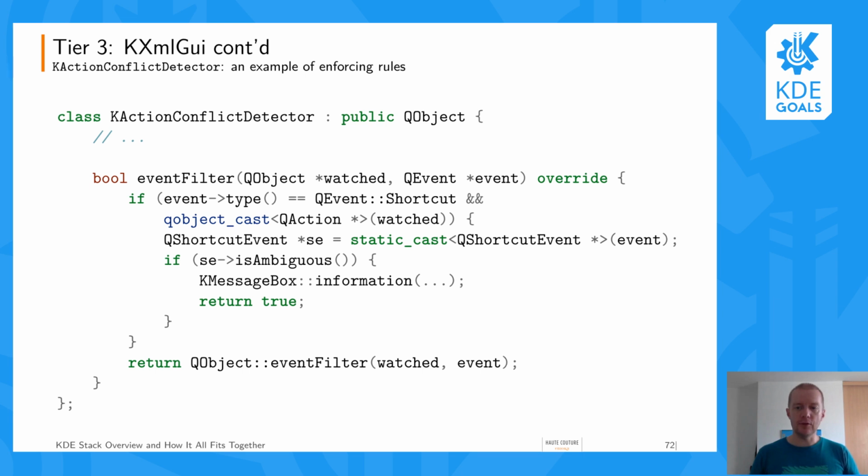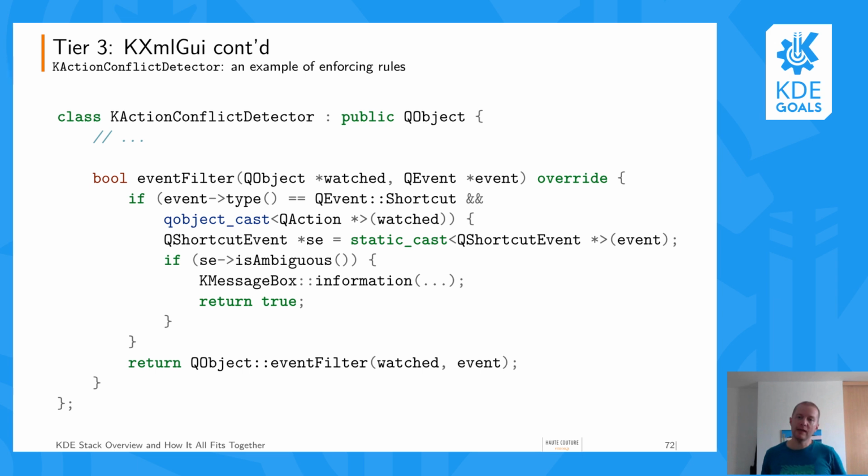And if the event, which is supposed to receive that change of shortcut, is an action, we check, because Qt knows from the event if the new shortcut is actually ambiguous. That means another action has the same one. So if it's ambiguous, then we display a message to the user to say it's ambiguous, and then we filter the event, so the new shortcut is not set, and the user knows about it.